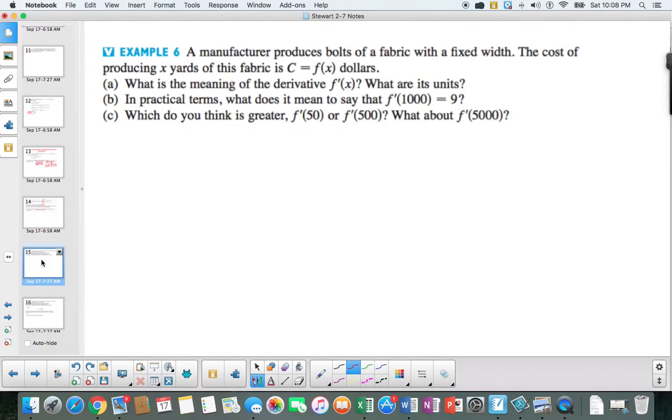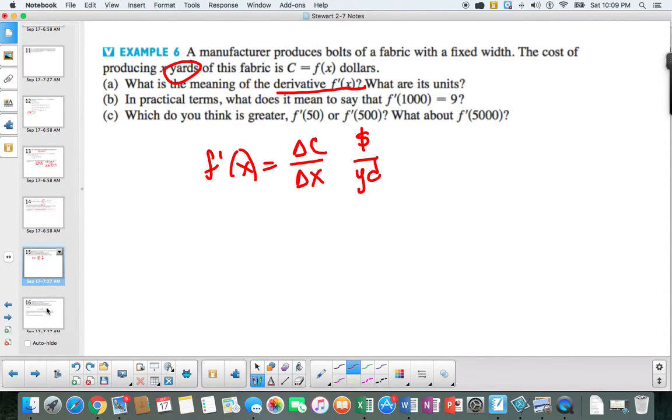Let's take a look at how we utilize derivatives in economics. A manufacturer produces bolts of fabric with a fixed width. The cost of producing x yards of this fabric is C, which equals f of x dollars. What's the meaning of the derivative? Okay, so f prime of x will be equal to the change in C over the change in x. Now, what does C represent? C represents dollars. And what does x represent? x represents, you can see right here, yards.